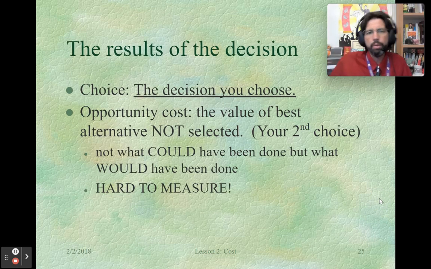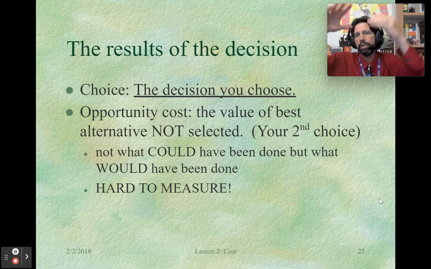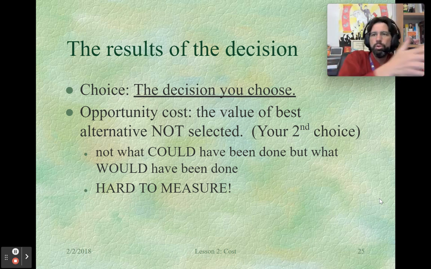So this is how the result of a decision works. I have my choice. I want to do A or B. And the decision I choose is my actual choice. My decision is I have to do this or that, and I choose to do A. And so that's the decision I choose. The opportunity cost is the value, the overall value of the best alternative I did not select, meaning my second choice.